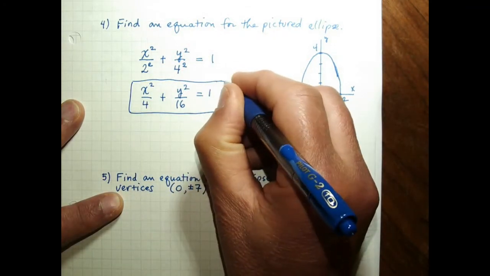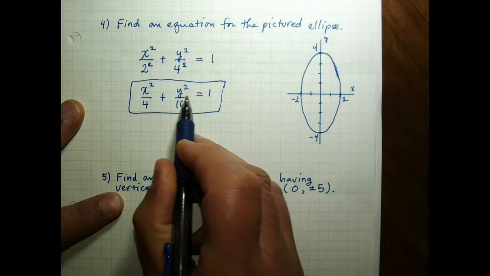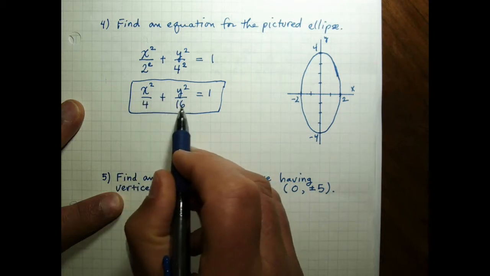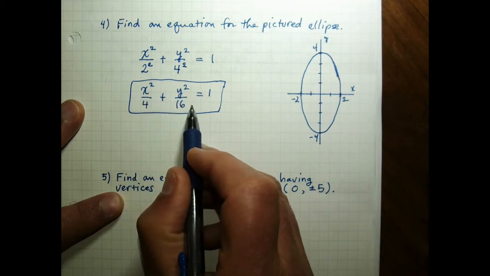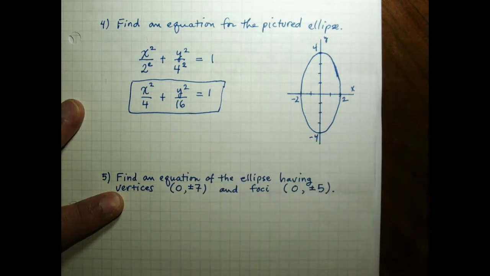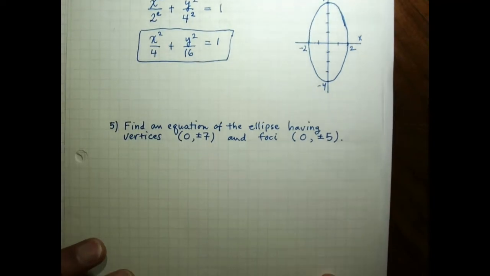Now, if you weren't sure if you set this up right, you could check and see what the x and y intercepts are for this equation we've just written down, but we got it. So let's move on to number 5.